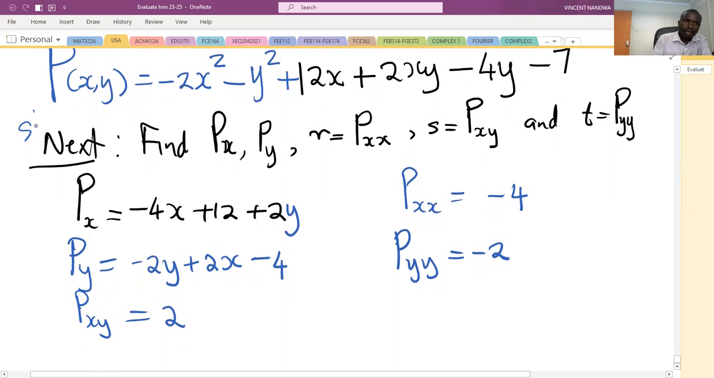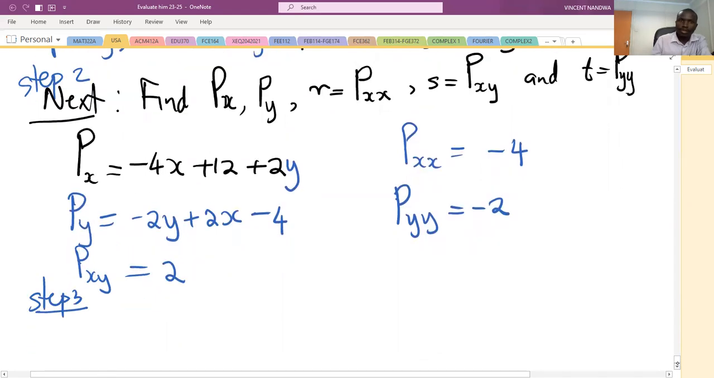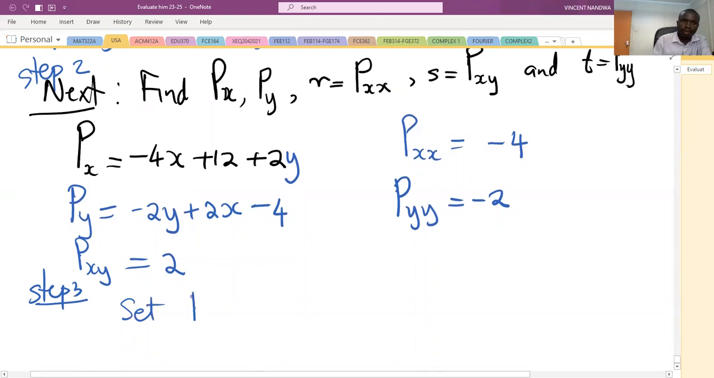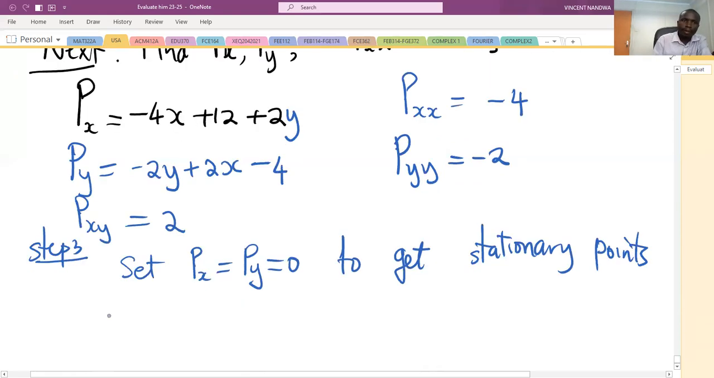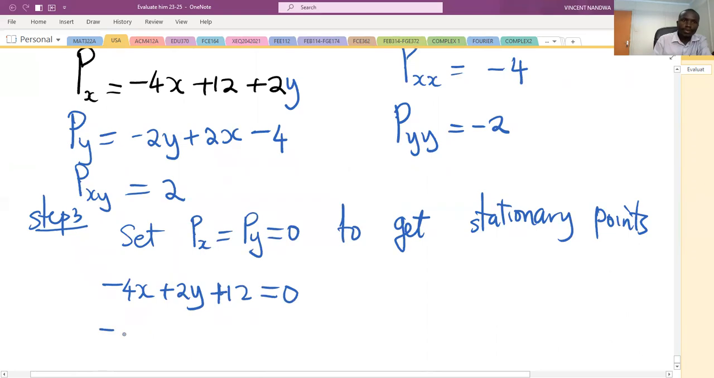So it's like this: step 1 is to get the profit function. Step 2 is to find the derivatives. Step 3 is to get the critical points or the stationary points. So set px equals py equals 0 to get stationary points. This means that we'll have minus 4x plus 2y plus 12 equals 0, and minus 2y plus 2x minus 4 equals 0. So this is equation 1. This is equation 2.